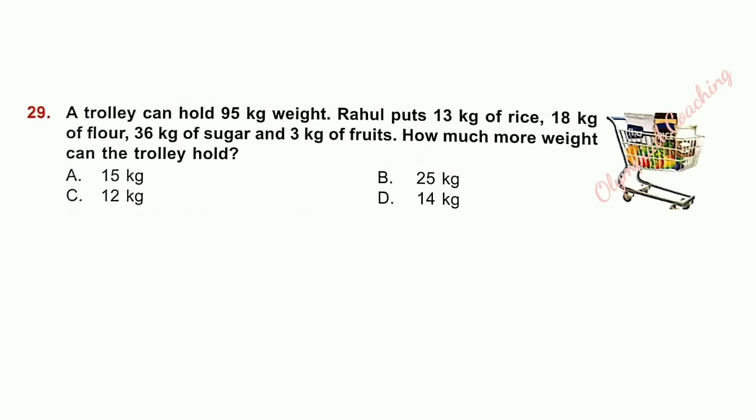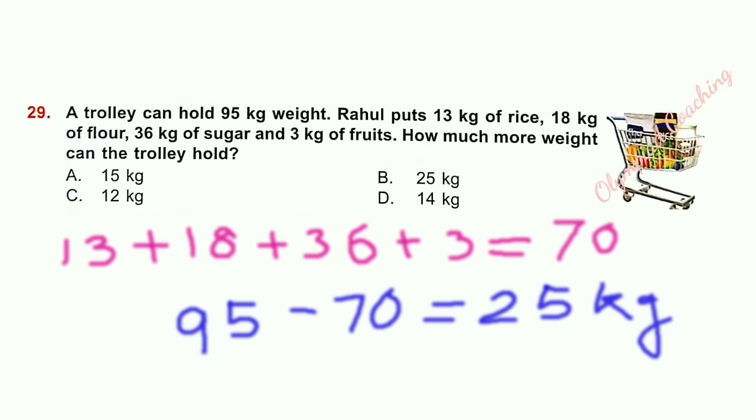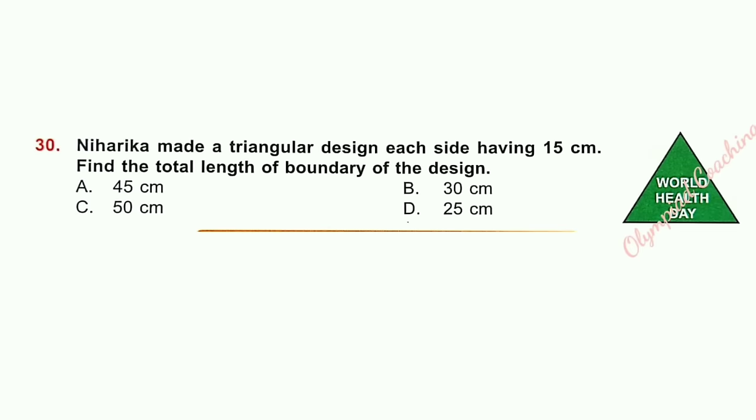Total weight Rahul put in the trolley: 13 kg plus 18 kg plus 36 kg plus 3 kg equal to 70 kg. Capacity of the trolley is 95 kg. So the difference between the capacity of the trolley and the weight Rahul put in the trolley equals 95 minus 70 equals 25 kg. Option B is correct.